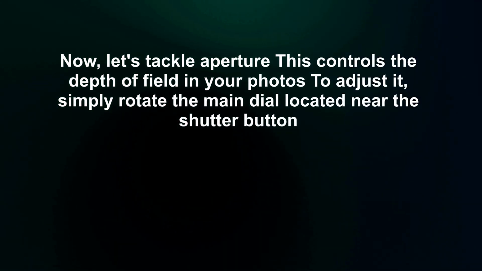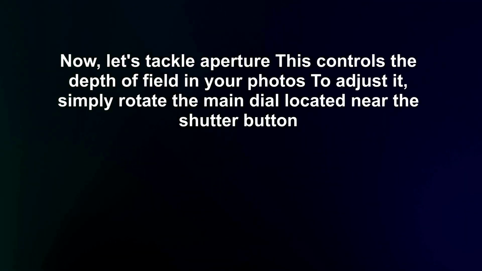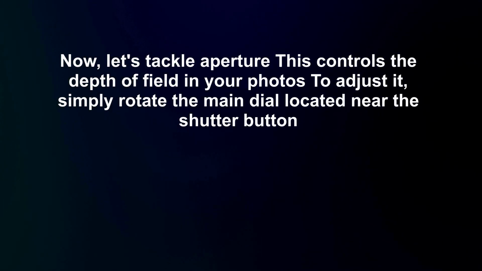Now, let's tackle aperture. This controls the depth of field in your photos. To adjust it, simply rotate the main dial located near the shutter button.